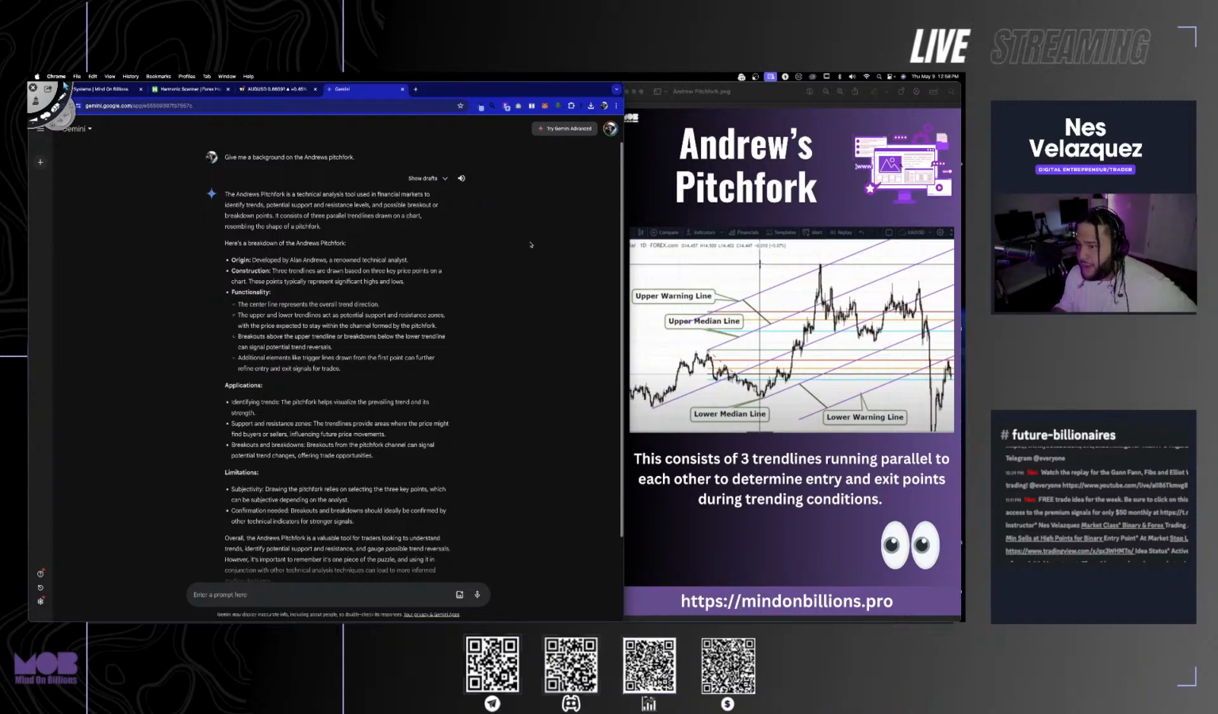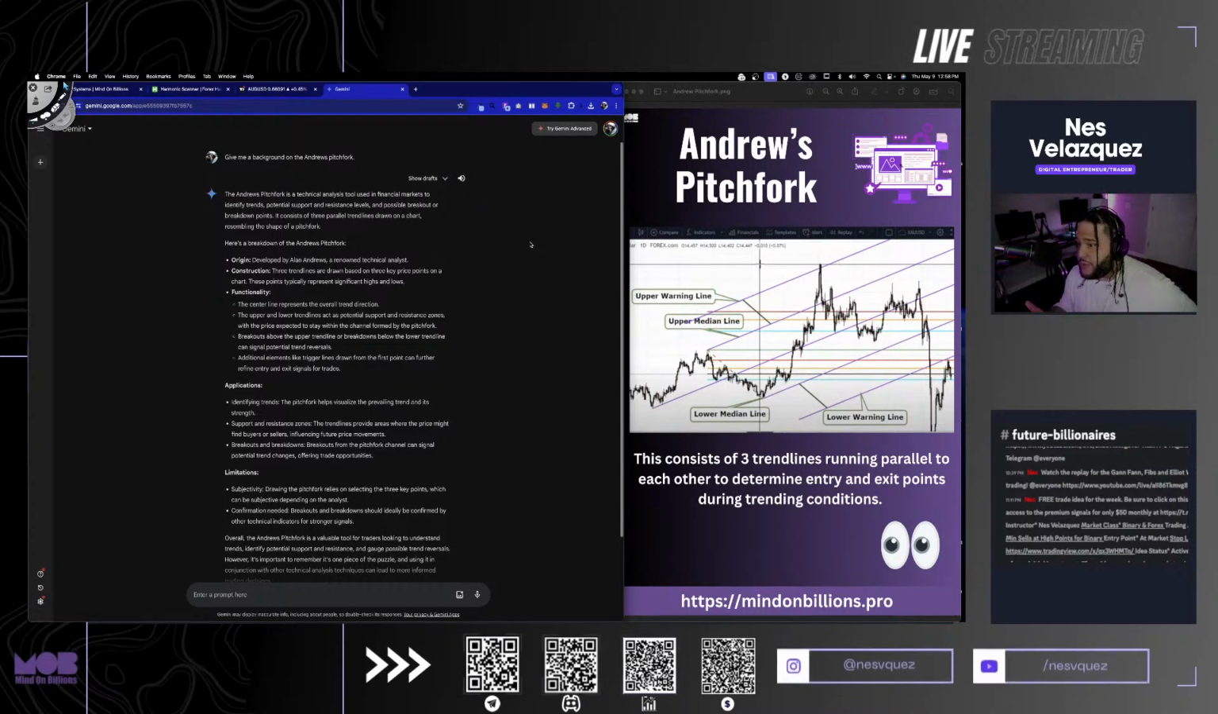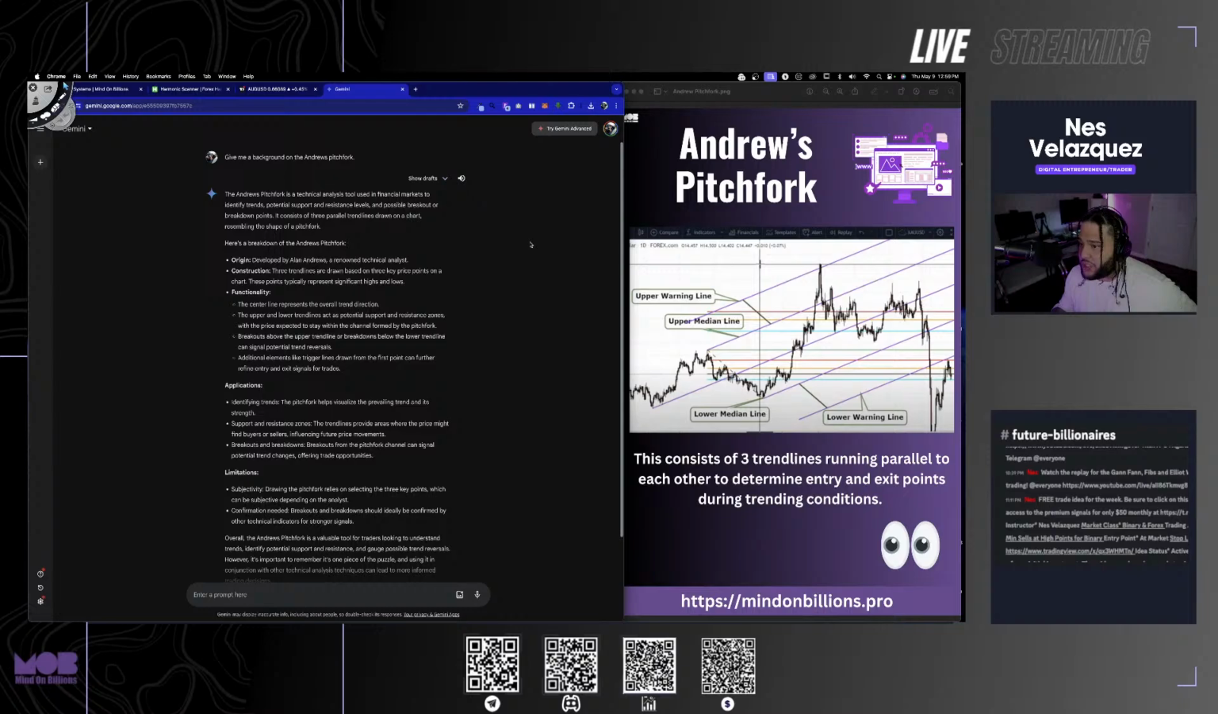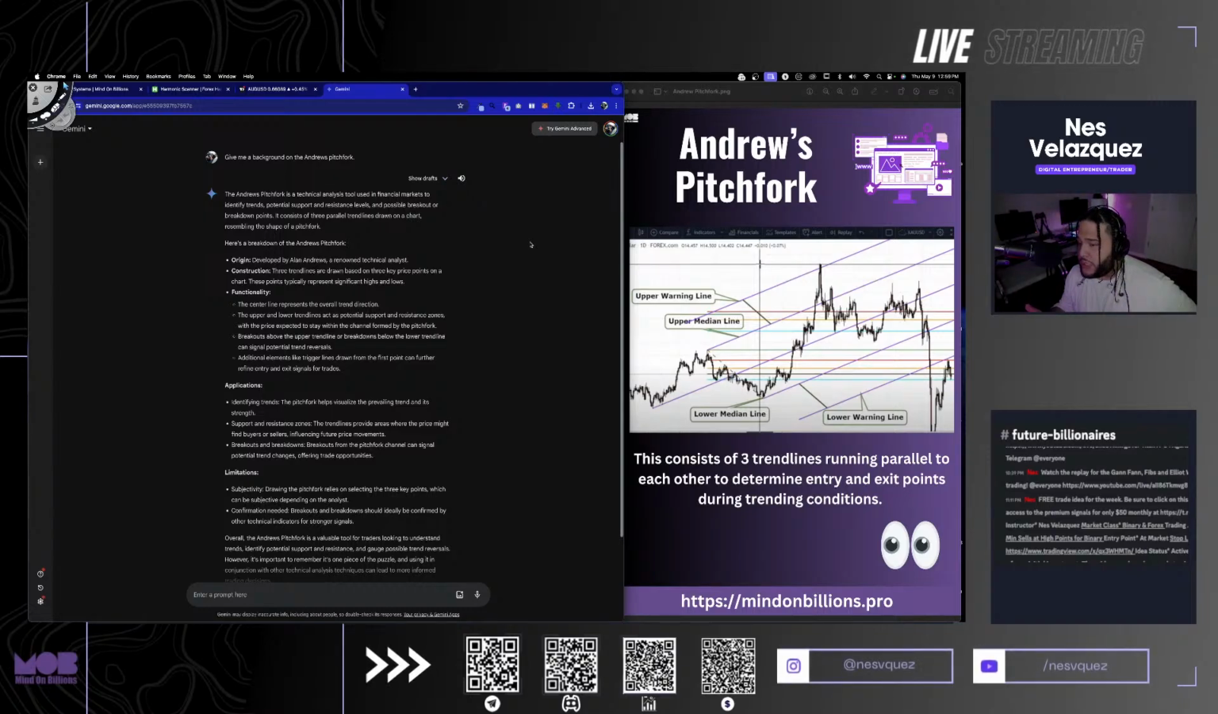Applications, identifying trends. The pitchfork helps visualize the prevailing trend and its strength, support and resistance zones. The trend lines provide areas where the price might find buyers or sellers, influencing future price movements. Breakouts and breakdowns. Breakouts from the pitchfork channel can signal potential trend changes, offering trade opportunities.